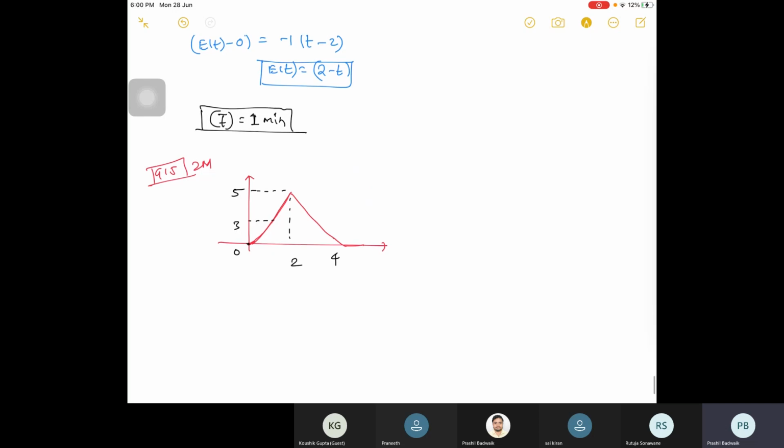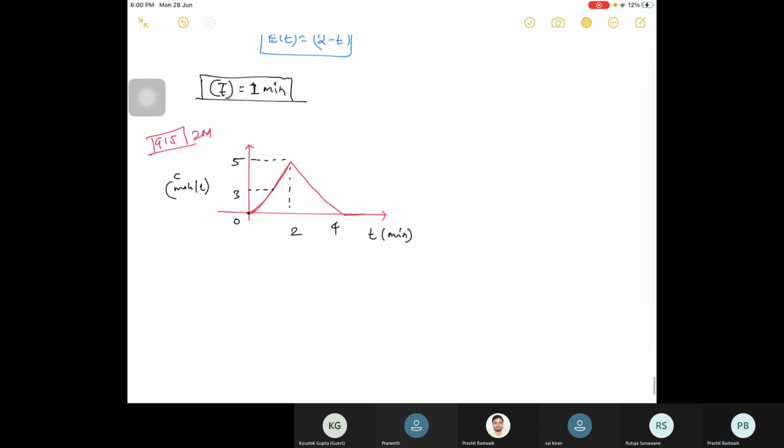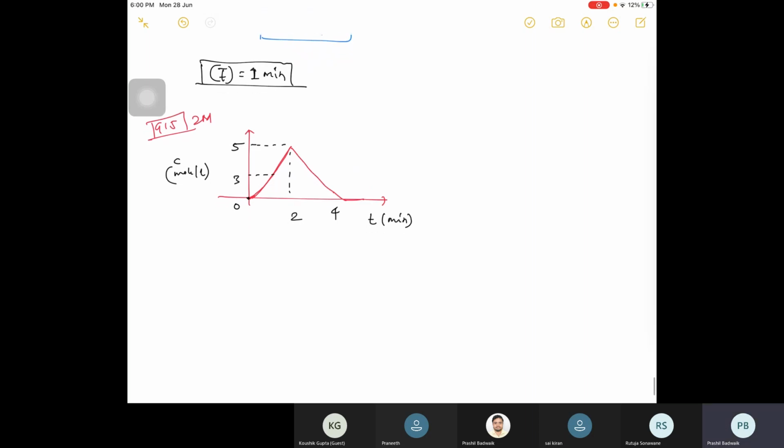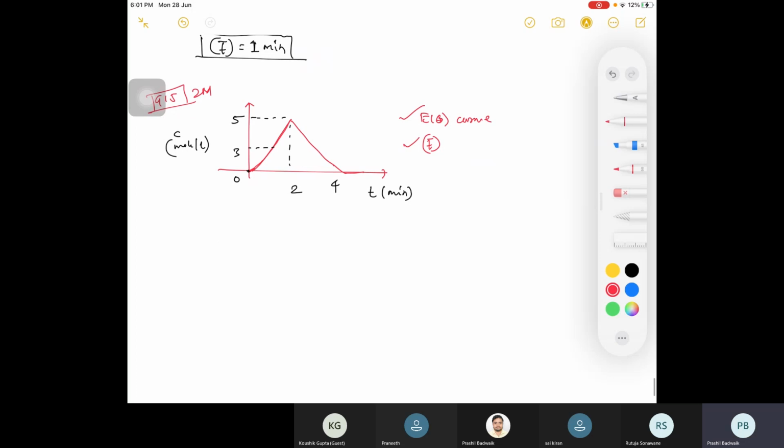This is your concentration in mole per liter, and this is your time in minute. Okay, you need to find out what is your E theta curve and your T mean for 2 marks. E theta curve, and second is your T mean. Do it fast.